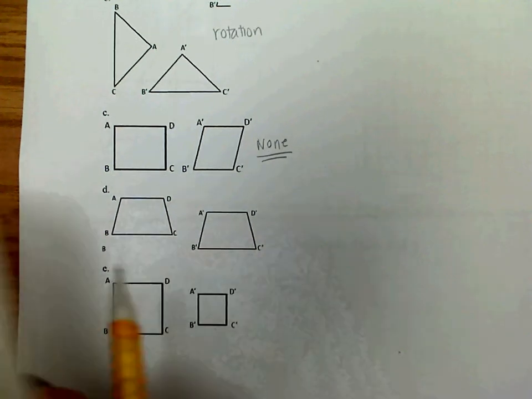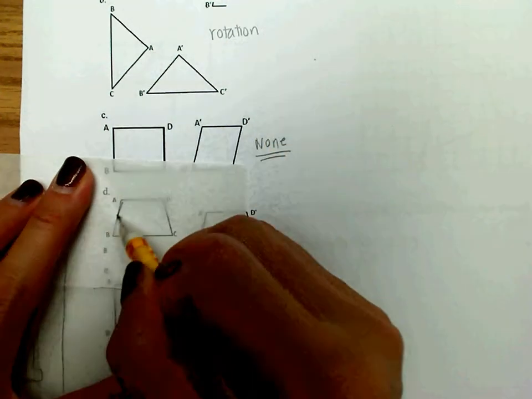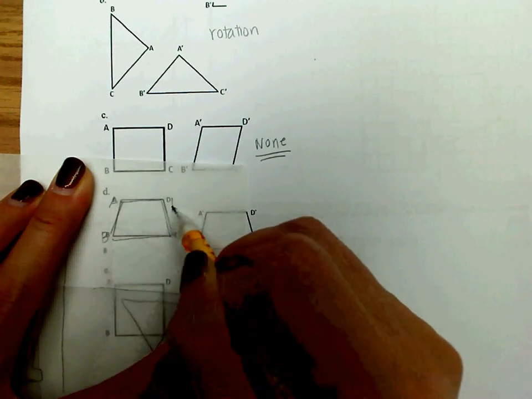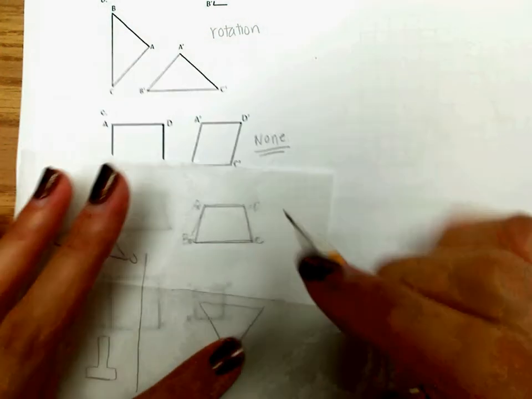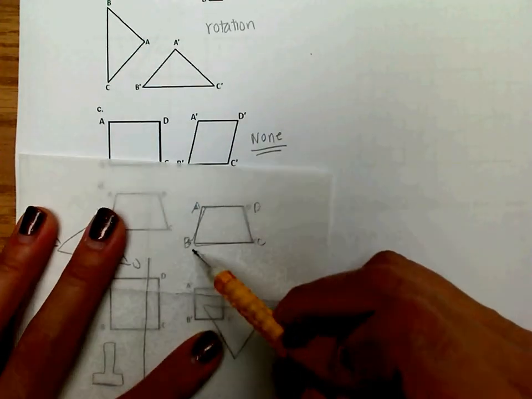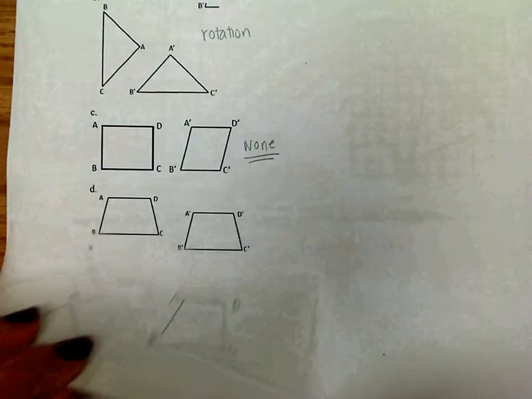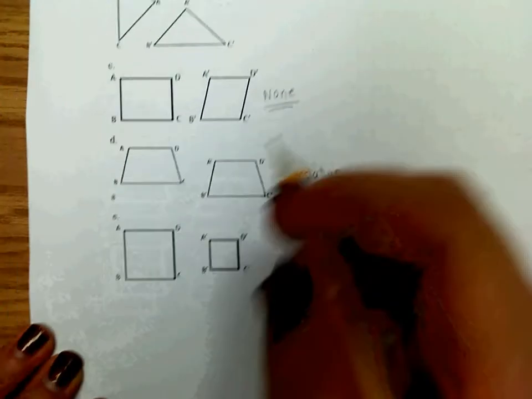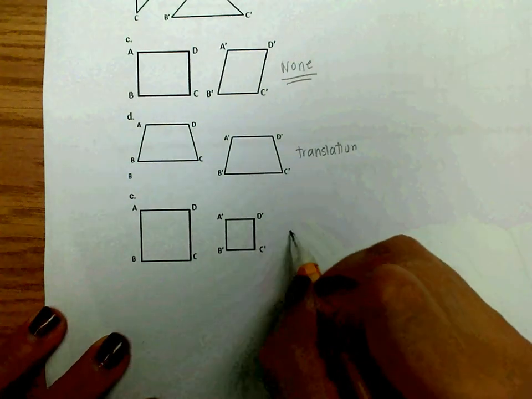This one looks like it's a slide. So if you take your patty paper and you put A, B, C, D, and you slide it, and A matches with A prime, B with B prime, D with D prime, C with C prime. This is definitely a translation. And this one kept its shape, just got smaller, so this is a dilation.